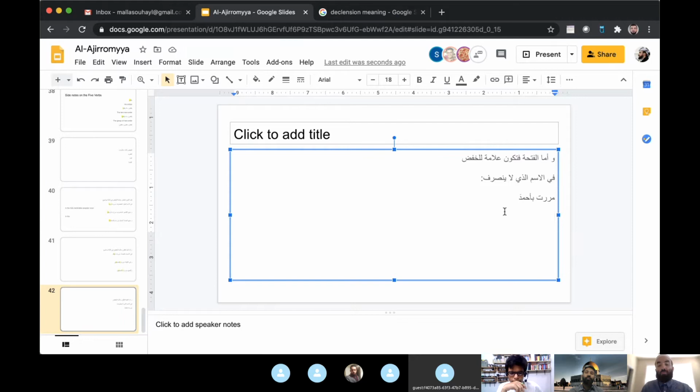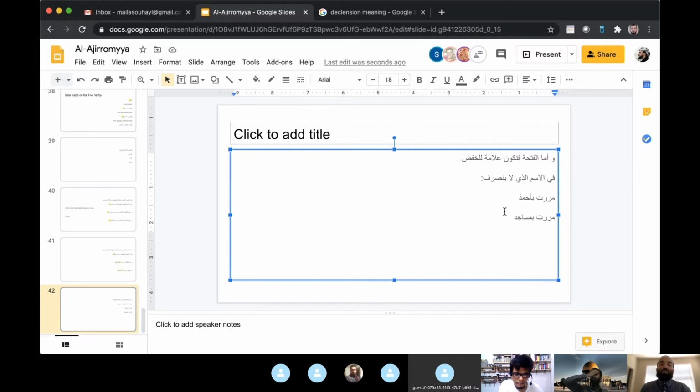For the broken plural, an example for the broken plural would be marartu bi masajida. Marartu bi masajida. I passed by the masjids.